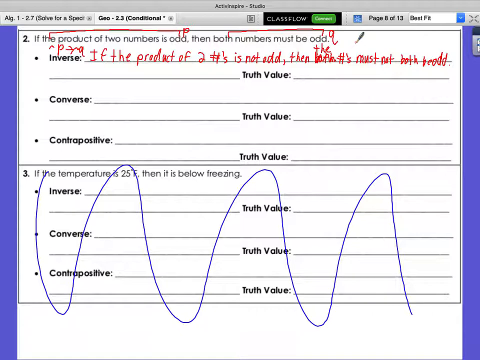Hopefully that makes a little more sense. No? Okay. So we're trying to word that in a way to say that the opposite of both numbers having to be odd is saying that they both don't have to be. One of them still could be, but they both don't have to be, okay? Only one has to be, or neither have to be. So we're trying to word it in a way that still makes that true.